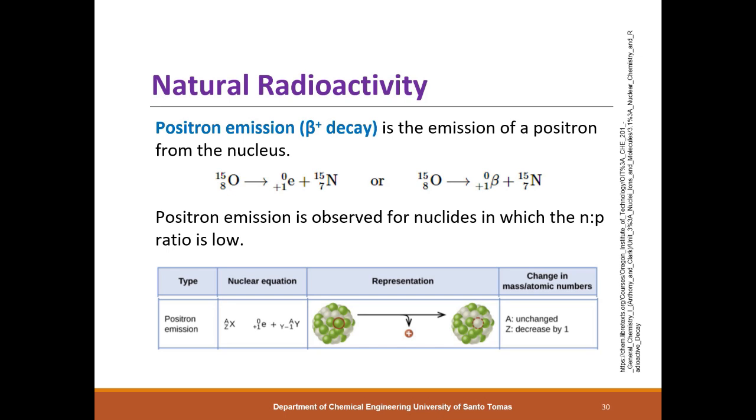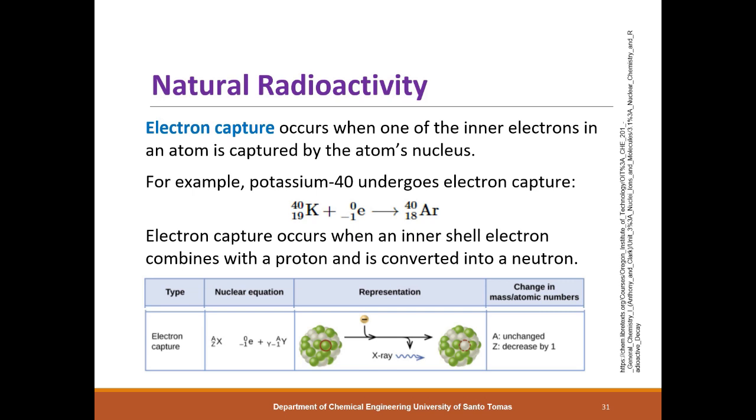Positron emission, or beta plus decay, is the emission of a positron from the nucleus. Oxygen-15 is an example of a nuclide that undergoes positron emission. Positron emission is observed for nuclides in which the neutron-proton ratio is low. These nuclides lie below the band of stability. So positron decay is the conversion of a proton into a neutron with the emission of a positron. The neutron-to-proton ratio increases, and the daughter nuclide lies closer to the band of stability than did the parent nuclide.